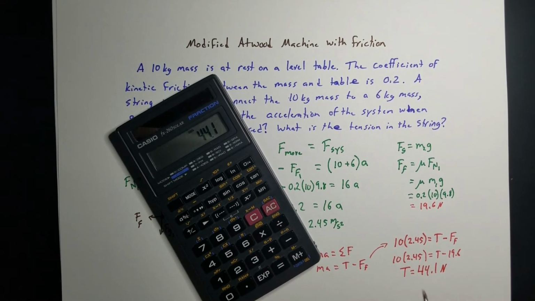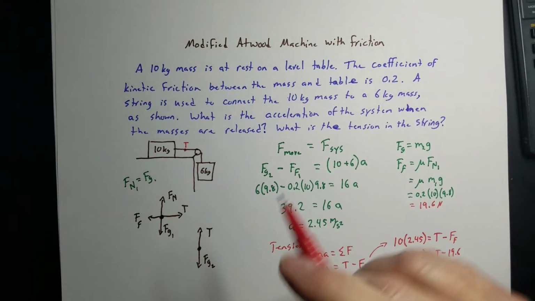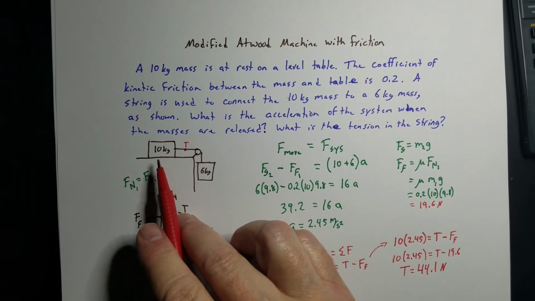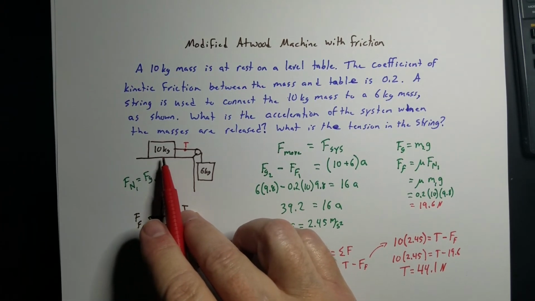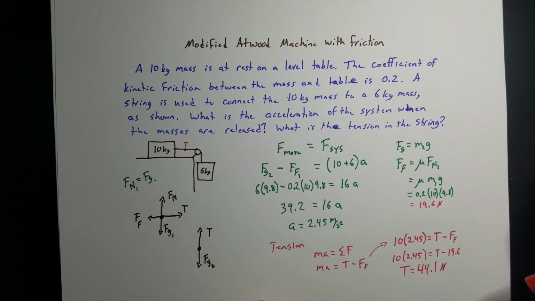on the previous problem. The previous problem, the tension was 36.8 newtons. So this system has to pull harder because it has to overcome that friction, that kinetic friction in this case, that's trying to hold this block back and keep it from accelerating. So we need a little bit more force.